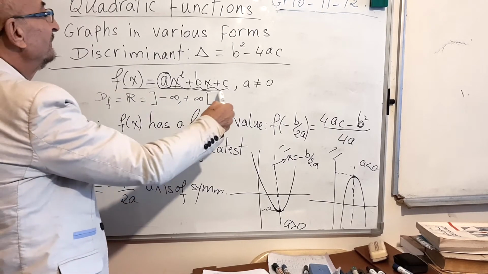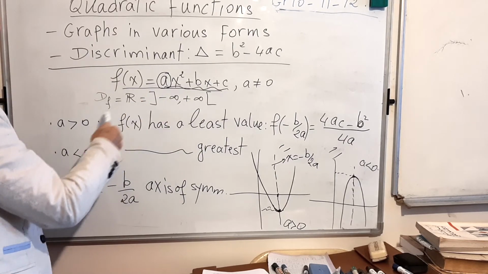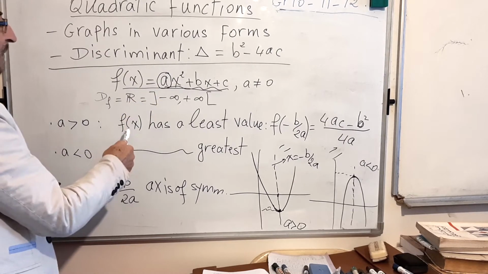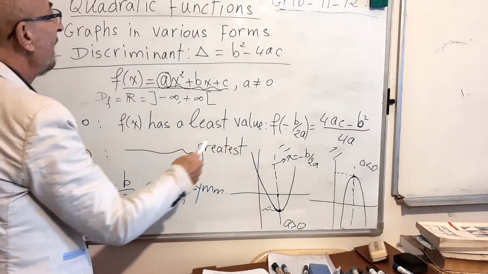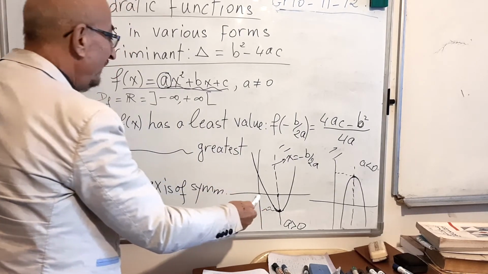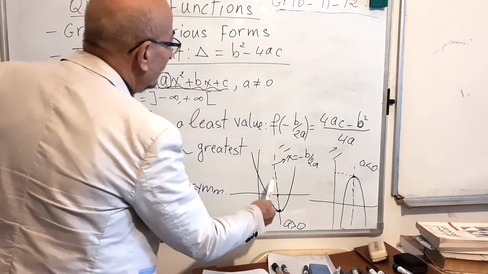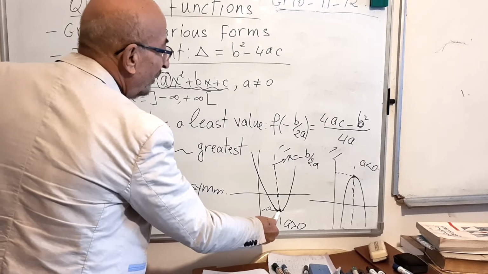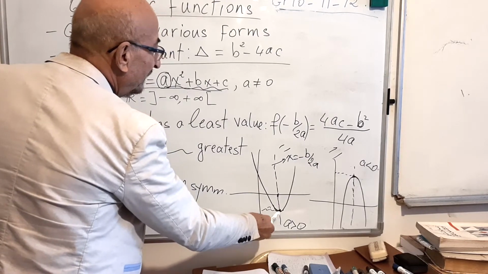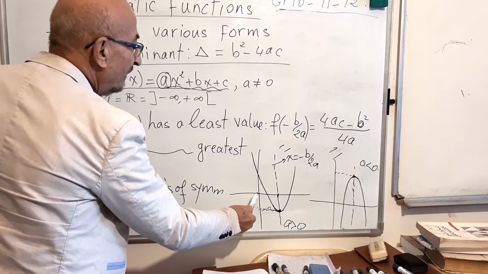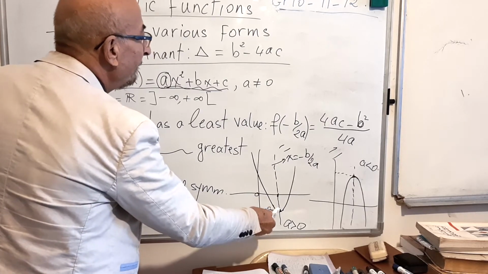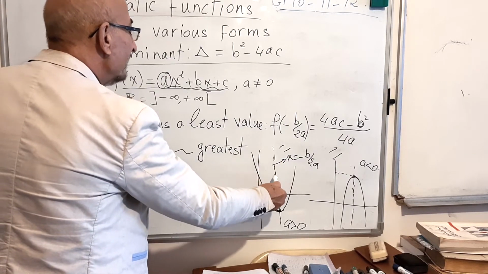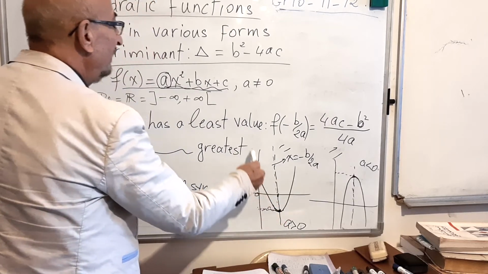For this function, we have two cases. If a is positive, f of x has a least value. If a is positive, we have the curve C, and the curve has a least value f of minus b over 2a. And x equal minus b over 2a is an axis of symmetry of the parabola.